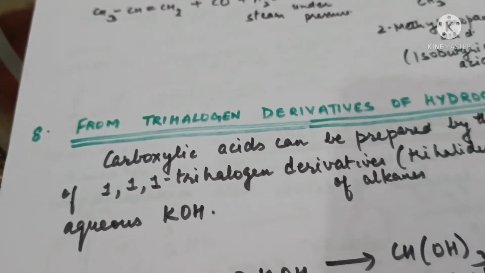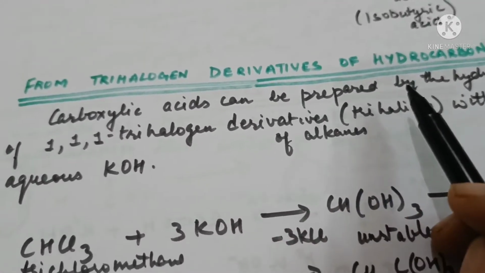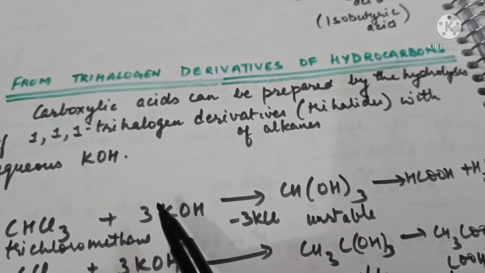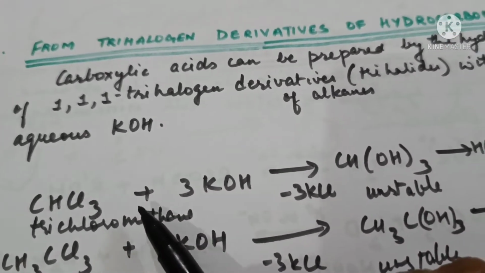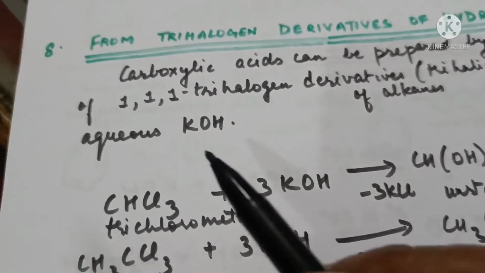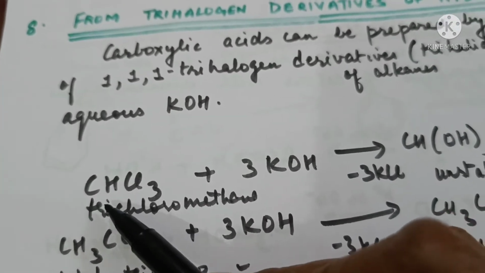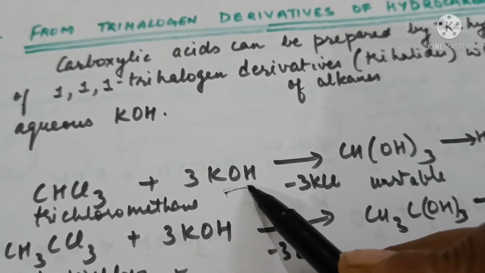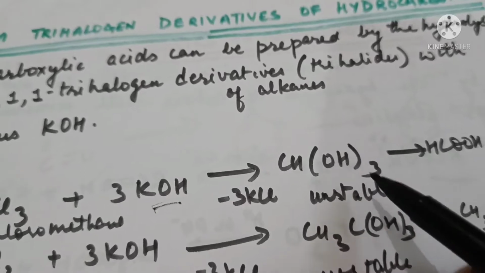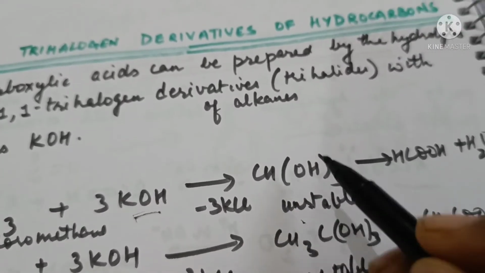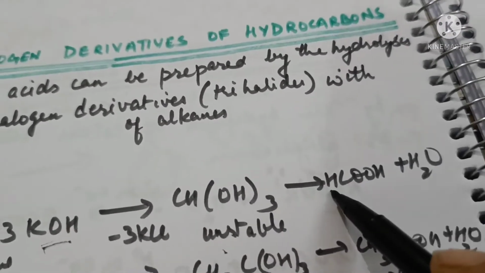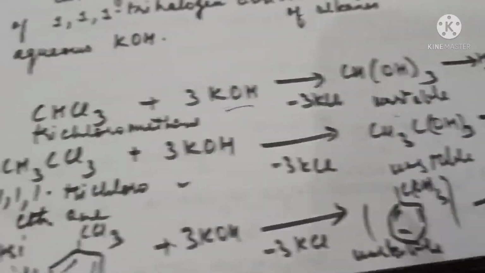From trihalogen derivatives on hydrolysis, we can prepare this acid. For example, trichloromethane with aqueous KOH will form trihydroxymethane, which is unstable. Water is eliminated and methanoic acid is formed.